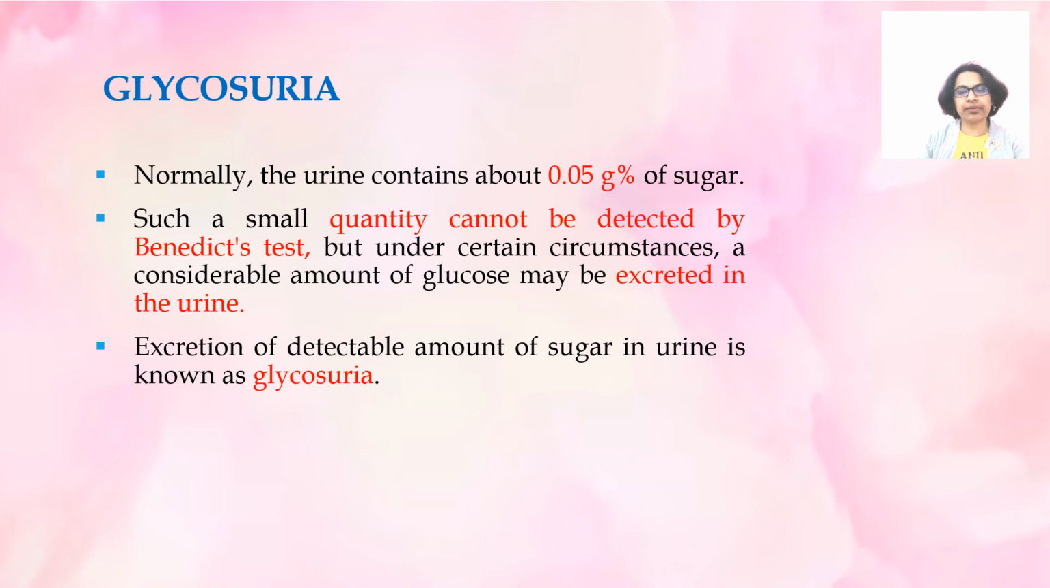But under certain circumstances, a considerable amount of glucose may be excreted in the urine. If a patient has problems related to the kidneys or another condition, a detectable amount of sugar is going to be excreted in the urine. So excretion of a detectable amount of sugar in urine is known as glycosuria.